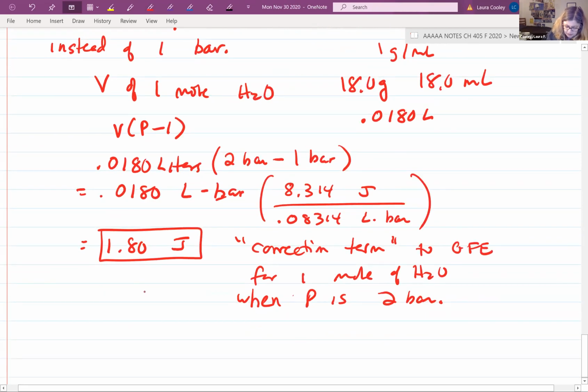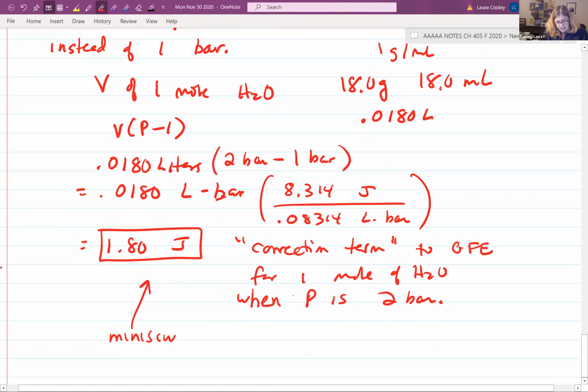Well, that's really pretty minuscule. For doubling the pressure from 1 to 2 bar, we only get a correction of that much, right? That's really very tiny. So we're not going to pay any attention to it, and nobody else is either. And that's why we can just say that it is negligible. And when we do that, it really simplifies things a bit.